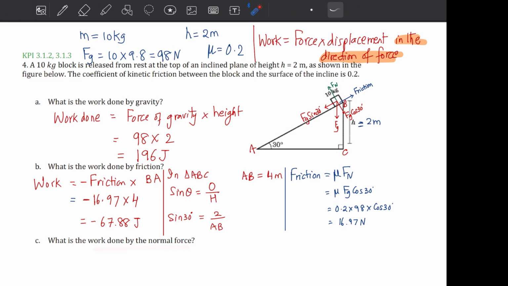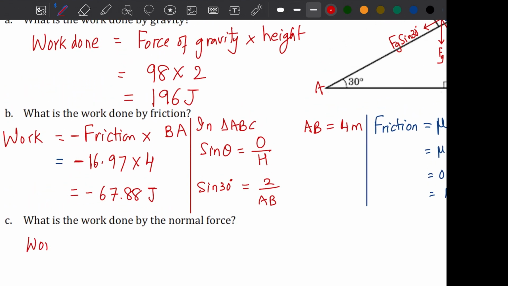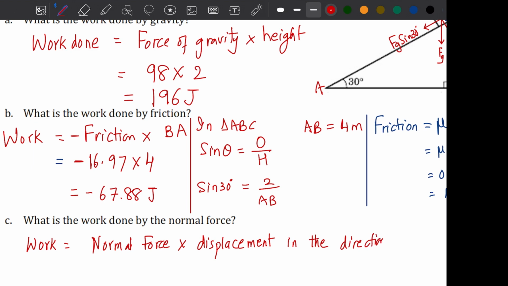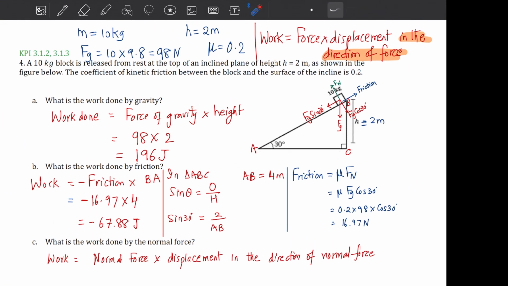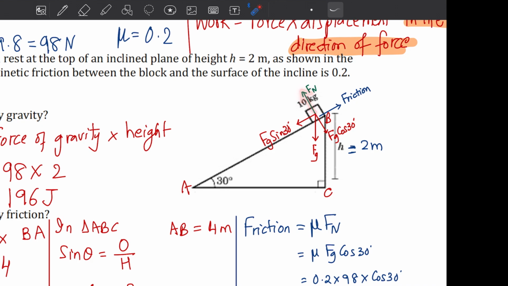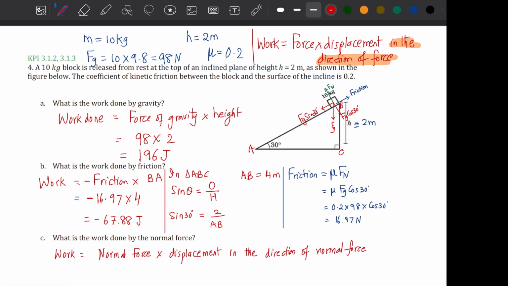Next is work done by normal force. So let's write down. Work done by normal force should be normal force multiplied by displacement in the direction of normal force. Now let's go back to the diagram. This is how normal force is acting. Do we have any displacement in this direction? Is the object moving up or down? If your answer is no, which should be no, because we know that the box is moving along the surface, it's not moving up or down, that means the displacement along the direction of normal force is equal to 0.